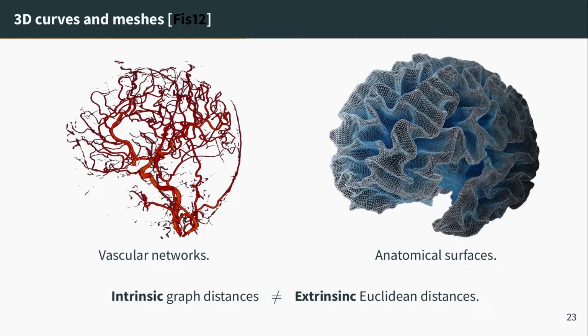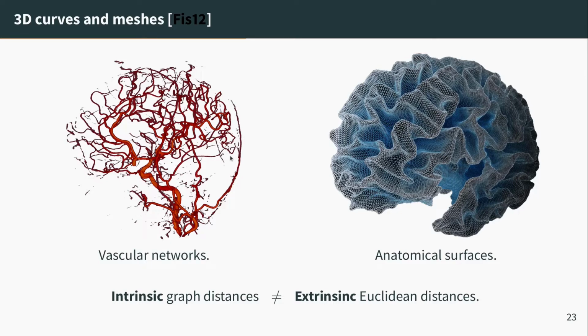Also, a second good motivation, at least for me, is that graphs come up very often when you work with 3D data, 3D anatomy. Here I'm showing you two different anatomical structures. First, a vascular network. This is an image of the arteries inside the brain. Basically, the eyes are around here, and this is the back of the head.